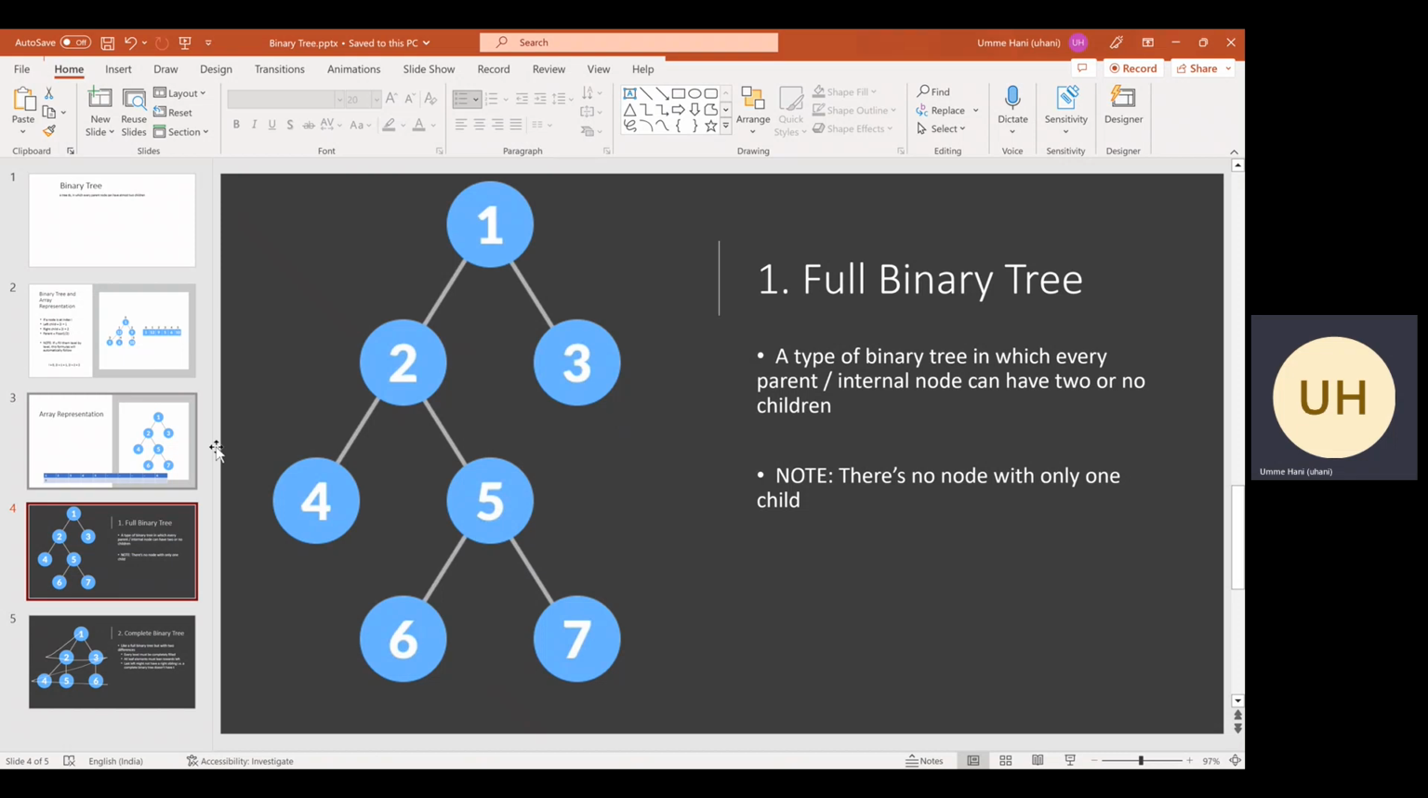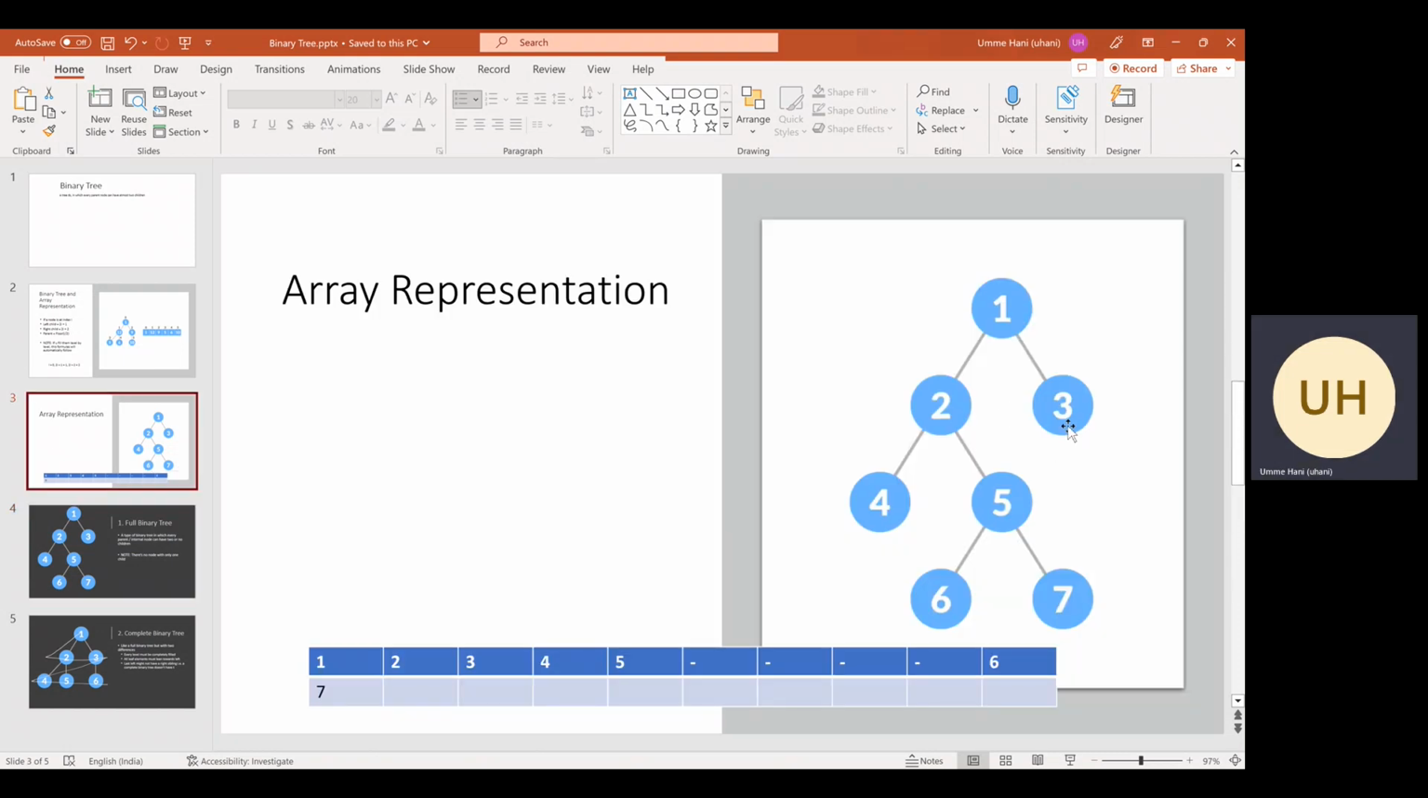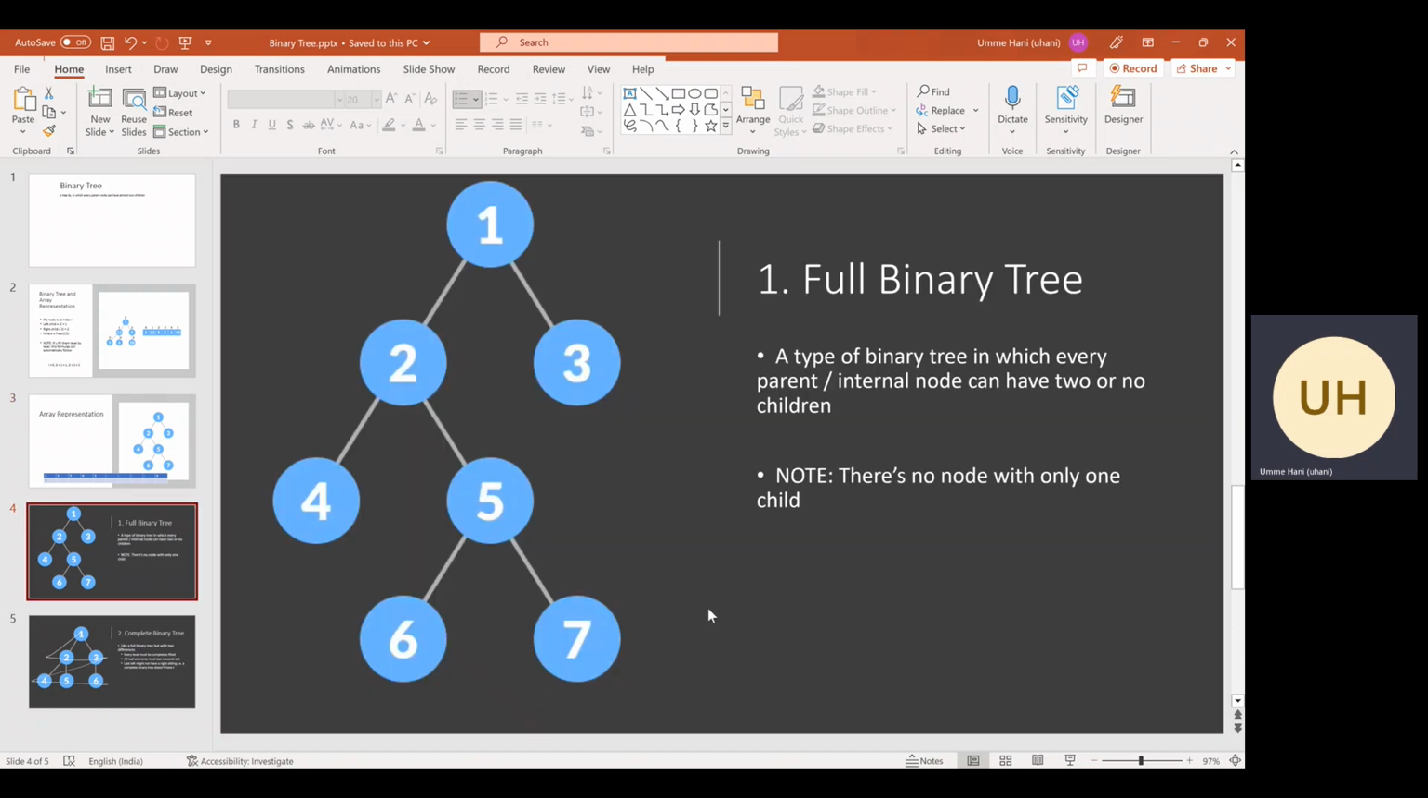So as you see, this binary tree is also a full binary tree because every node has either two children or no children. There is no node with only one child. So that makes this tree also a full binary tree. This is also an example of a full binary tree.